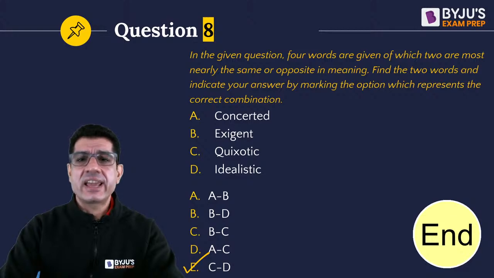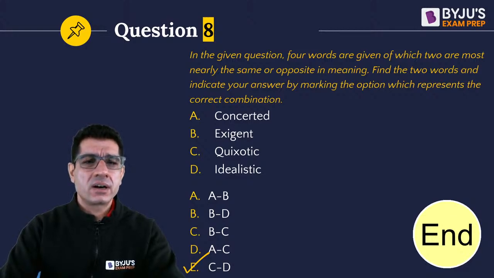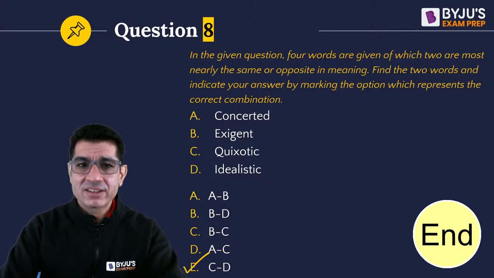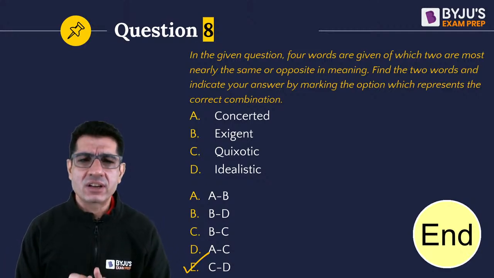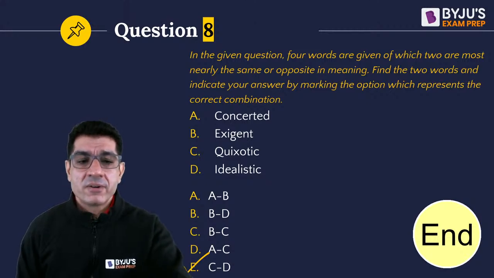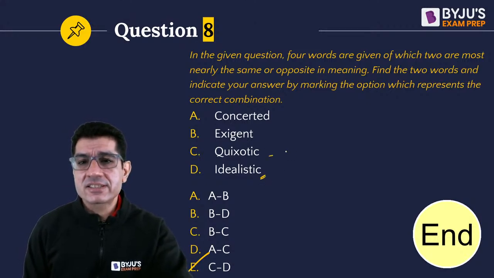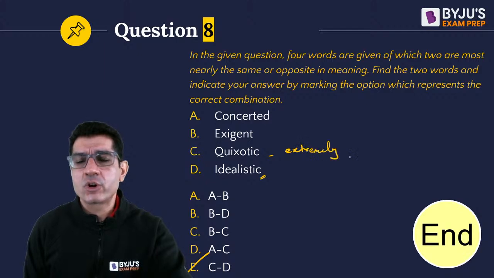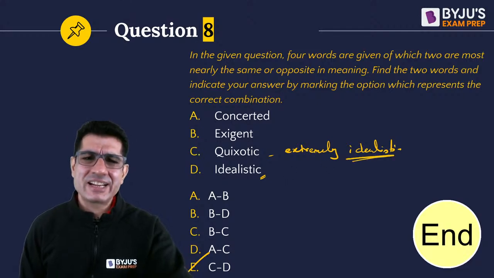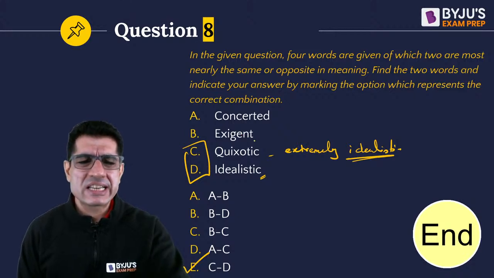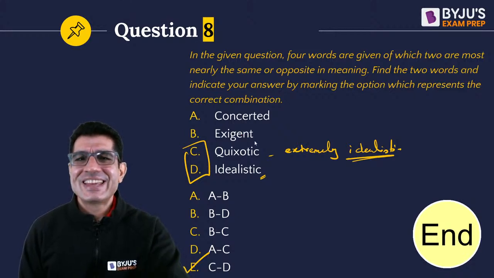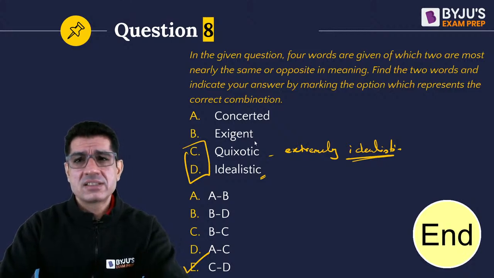Then exigent. Exigent is something which is urgent, pressing, demanding. Quixotic is extremely idealistic, unrealistic, and impractical. So it's a higher degree of idealistic, so much so that you'd call it impractical. And because the meaning is idealistic, C and D are going to be your synonyms. B and D don't really have any relationship there, and therefore they can be skipped.